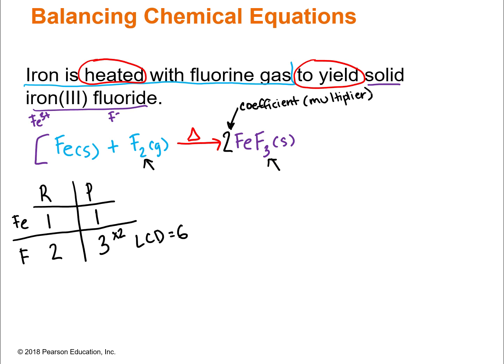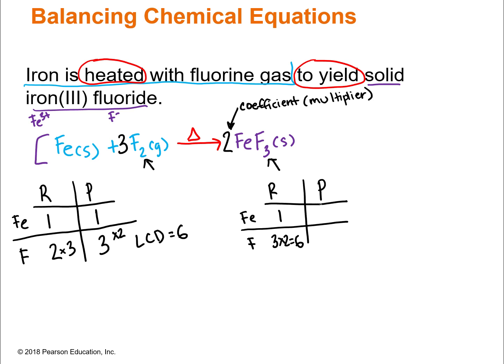So just like in math, where you have a number out front, you're multiplying everything by 2. With our fluorine on the reactant side, in order to have 6 of them, we need to multiply by 3. So we're going to put a 3 out in front. Now let's take stock of where we are. On the reactant side, we've still got 1 iron, and now we've got 3 times 2, which is equal to 6 fluorine atoms.